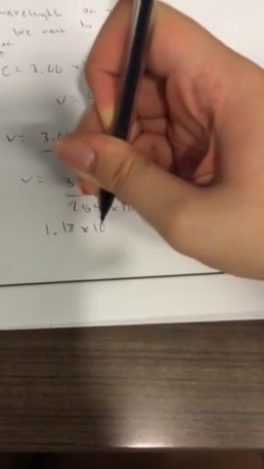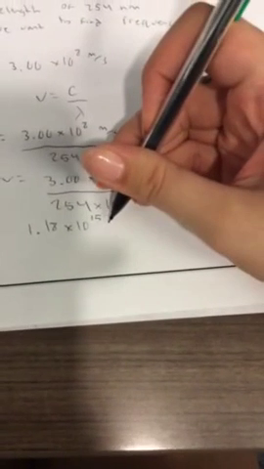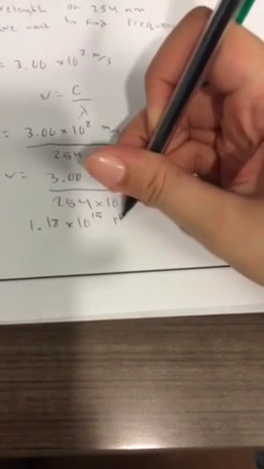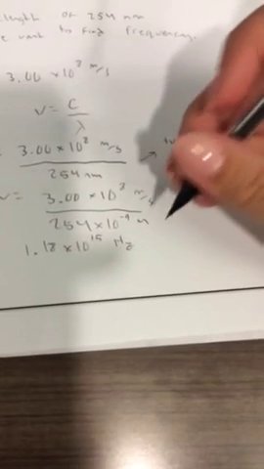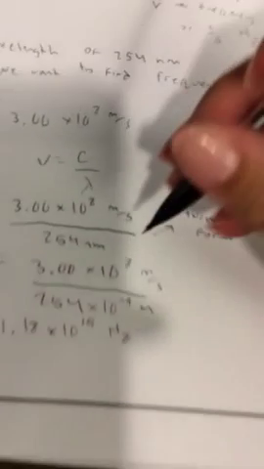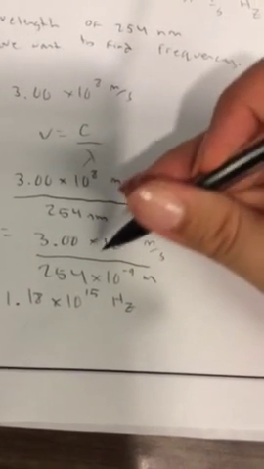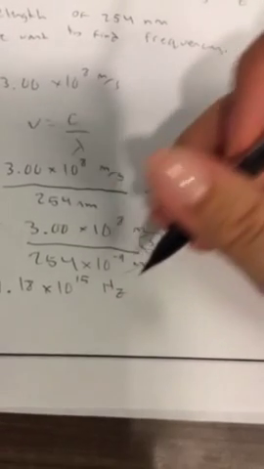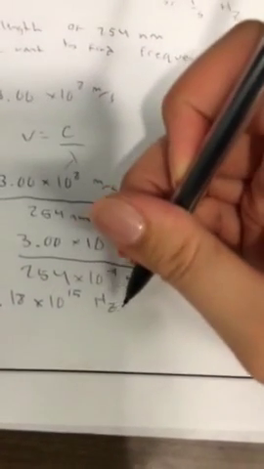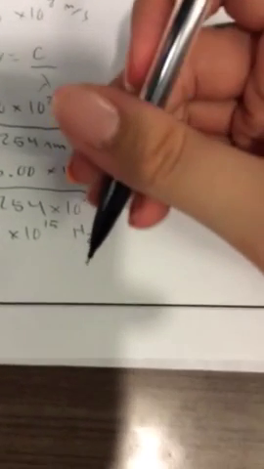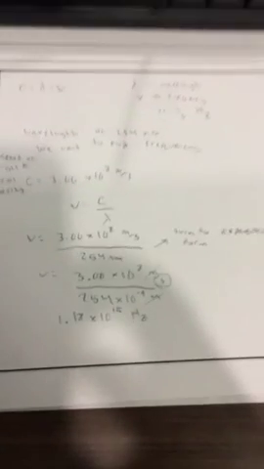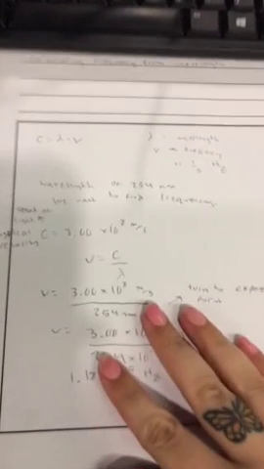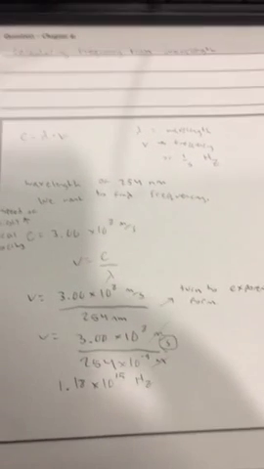1.18 times 10 to the 15 hertz, because hertz is the same thing as 1 over s. And we got 1 over s because from calculating this problem, meters cross out, which just leaves s. So that'd be 1 over s, or hertz. And I put hertz because that's easier to put. And that is how you find the frequency from wavelength.